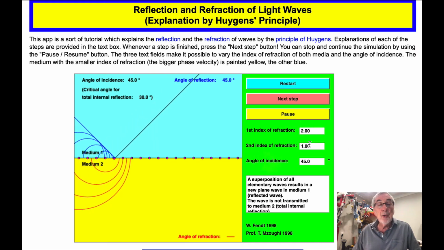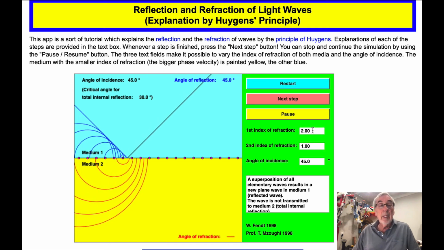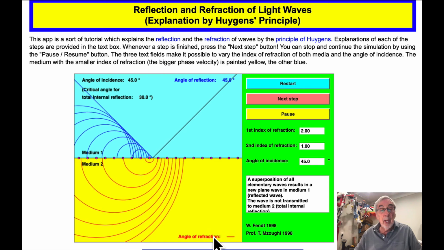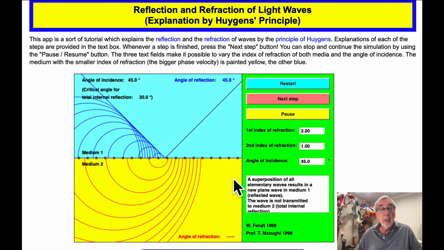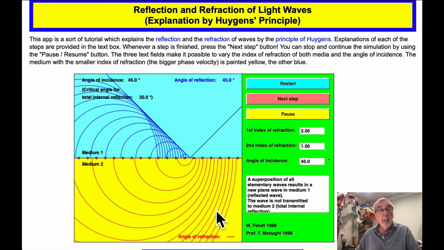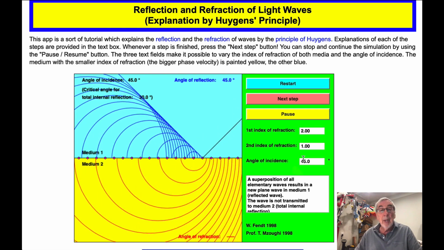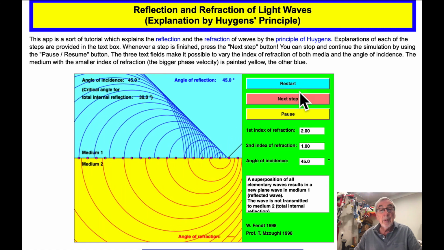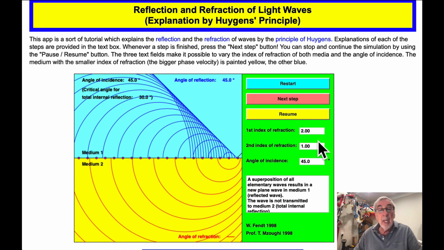And now, because I've chosen a really big index of refraction here, I don't even get a refracted wave, because I'm past the critical angle. I didn't talk about that so much in your lecture, but if I decrease this angle now, let me pause it here, and change this from an index of refraction of 2.0 to 1.3. Now we'll see both a reflected and a refracted wave.